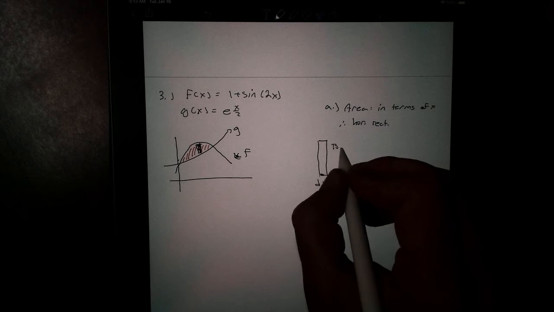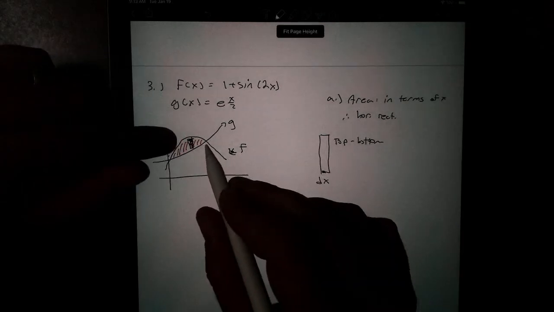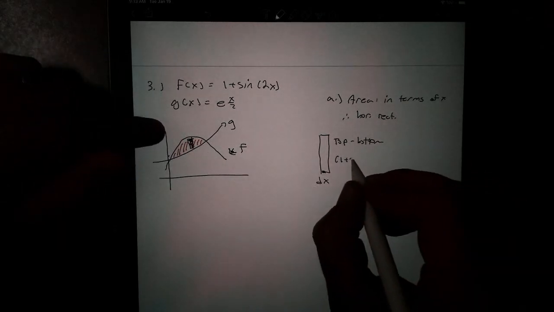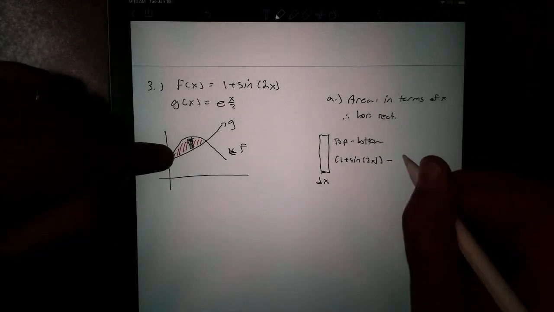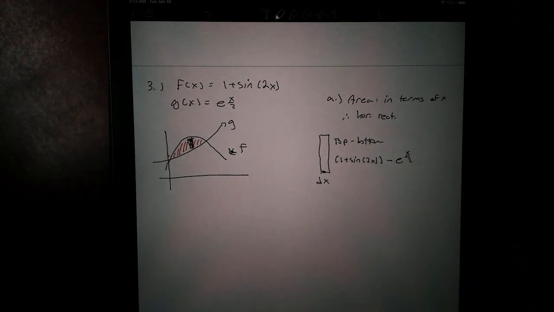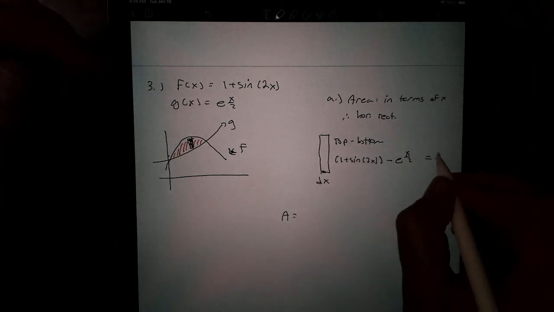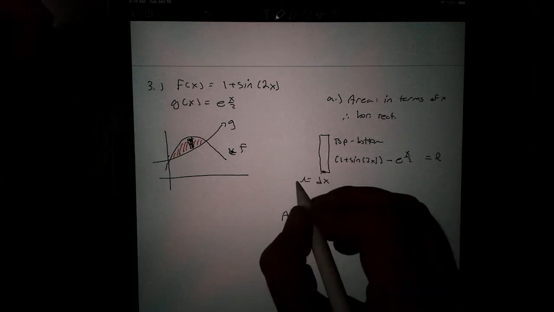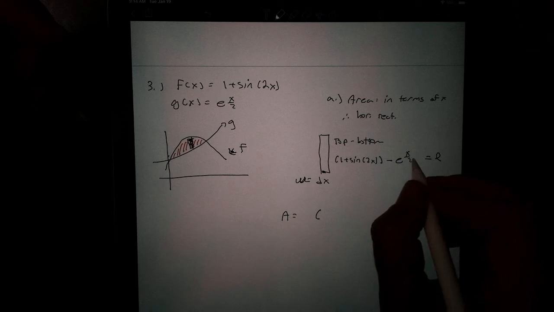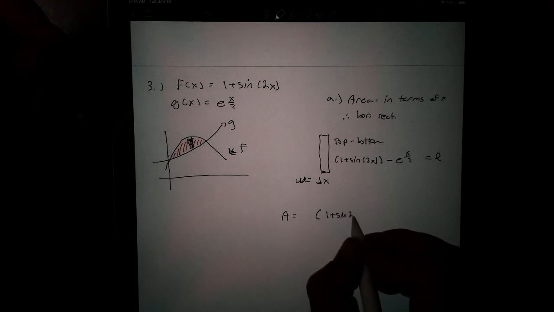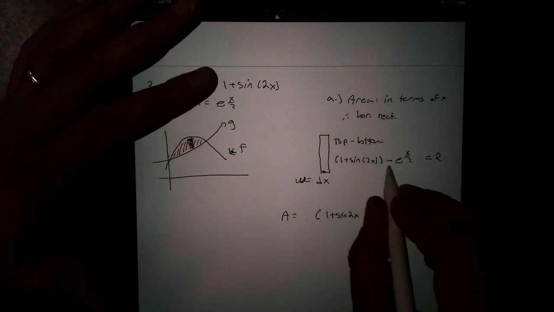Up over here, again, it's going to be top minus bottom, since I'm looking for area. My top function is f, and I'm going to put that in parentheses, 1 plus sine 2x, minus the bottom, which is g, e to the x over 2. I can find the area of this rectangle pretty easily. It's the length and the width. So I can just write this as 1 plus sine 2x minus e to the x over 2. There's my length, times dx. I couldn't simplify it, so there it is.